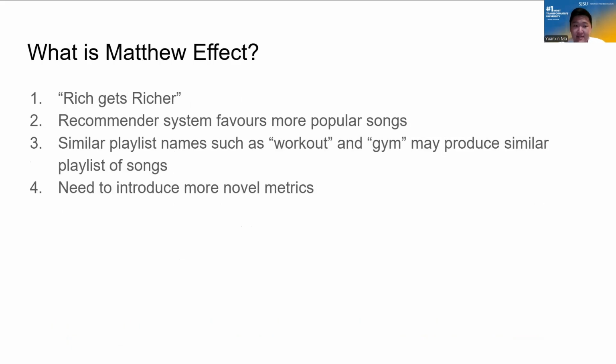So what is the Matthew effect? The Matthew effect is when the rich get richer. The recommendation system favors the more popular songs because we're taking the top 50 playlist names, and then getting the top 10 most frequently occurring songs. This results in similar playlist names such as workout and gym producing similar playlists of songs, even though they are a bit different. But this presents problems because we expect the recommended songs to be different, while they might produce the same songs, which might not be what the user actually wants.